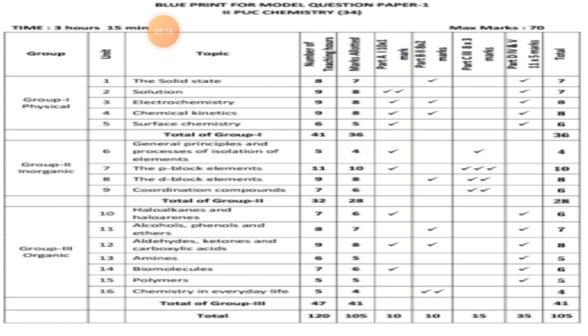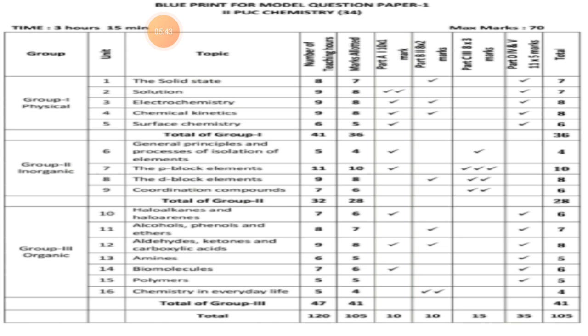Then the sixth topic, general principles and processes of isolation of elements, is a 5 period topic with 4 marks weightage. It has one question for 1 mark and a question in section C, that is a 3 mark question. Total weightage is 4 marks.